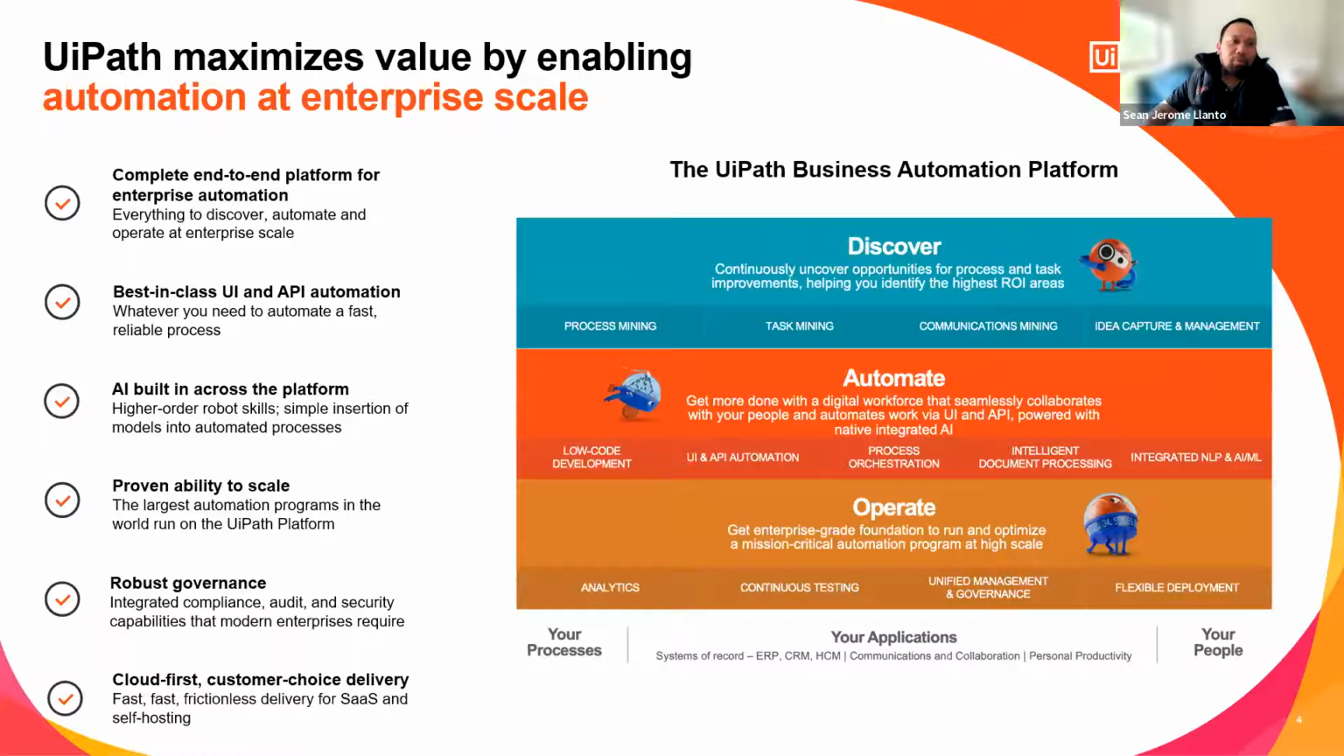When we talk about UiPath as an enterprise platform and how it maximizes value by enabling automation at enterprise scale, I think of the things you're seeing on the screen. One is that it has complete end-to-end capability with everything in one place. It provides best-in-class UI automation together with API integration, so that you can automate across your technology landscape and expand into a broader set of processes.